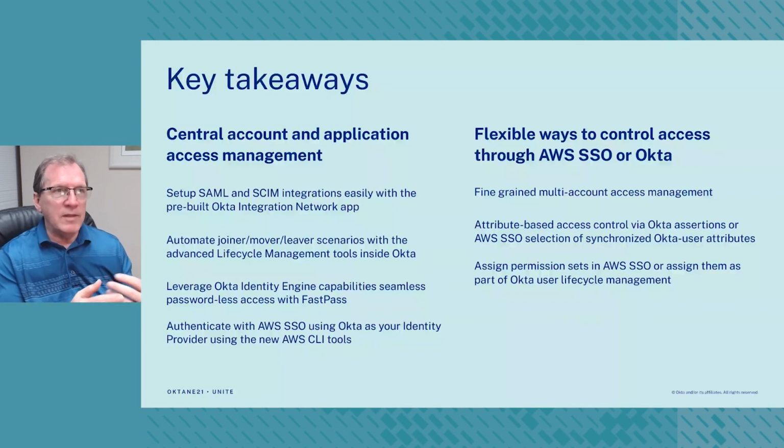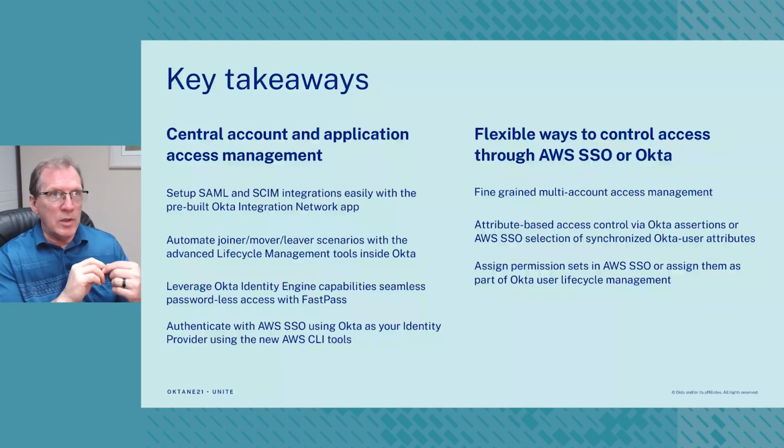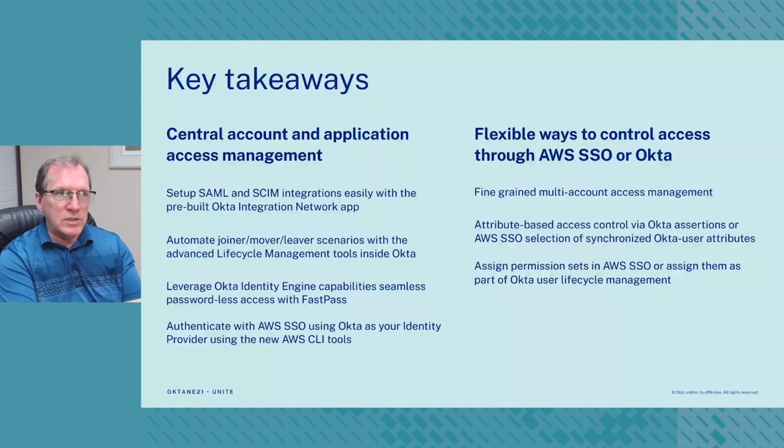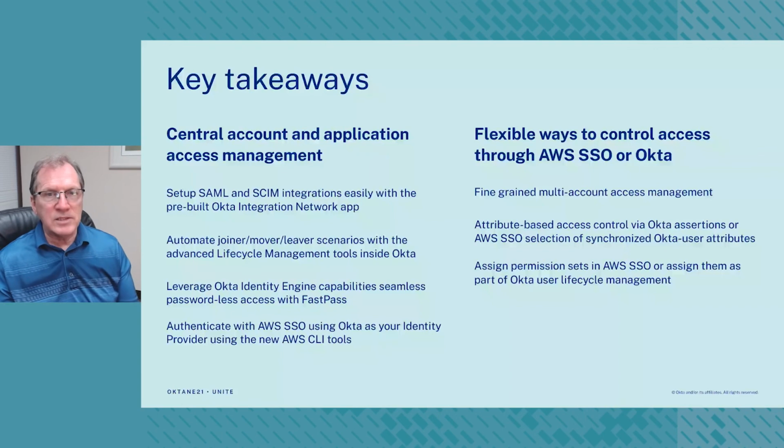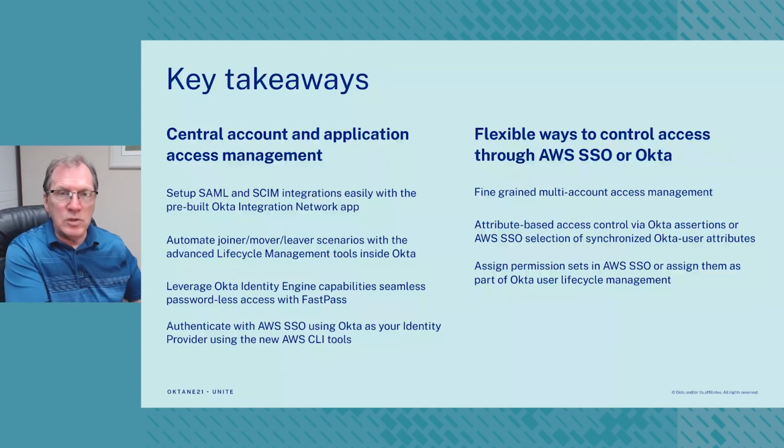And then once you've done that, you can be using AWS SSO's fine-grained access controls to gain access to all of the resources based upon things that are coming out of Okta. This also gives you really flexible ways to control access, either using AWS SSO or Okta or whatever combination makes sense to you. So AWS SSO brings to you this fine-grained multi-account access management framework, and you can choose to drive that either through administration actions in AWS SSO, or you can go into Okta and do all those.